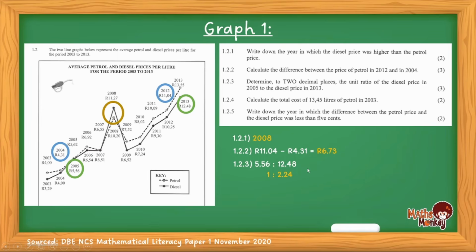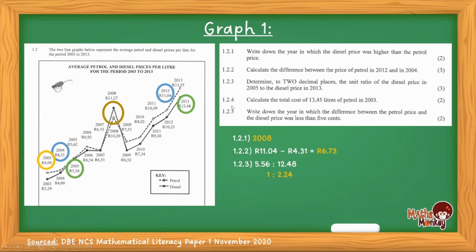The second thing you must learn is that the order of this is important. You have to see in the question which one they want you to put first. So they wanted you to put 2005 first, and then 2013 second. And then to get one of the values to be a 1, you are going to divide by the smallest value. And your unit ratio for this question is 1:2.24.